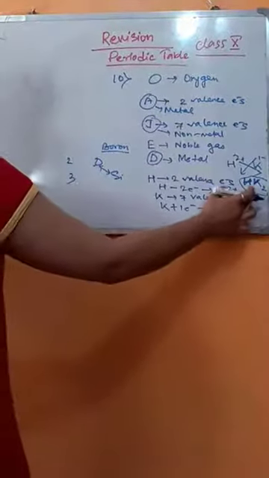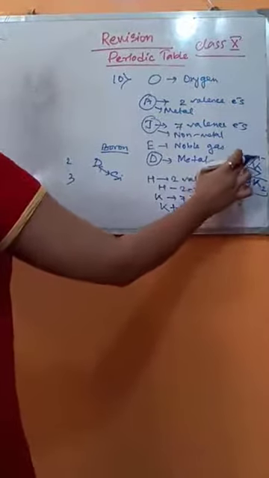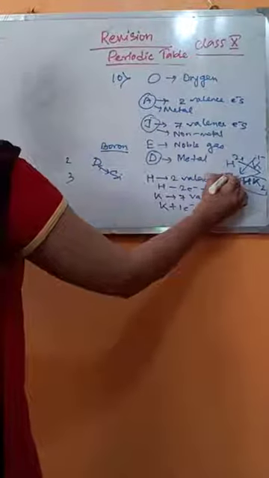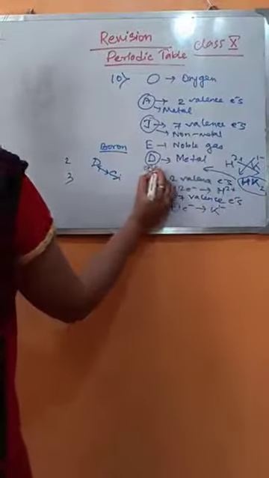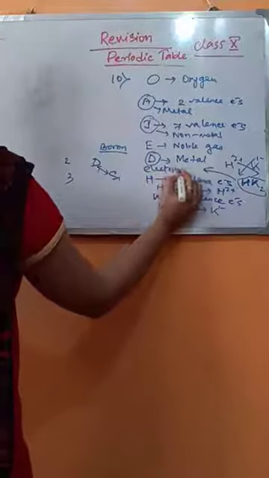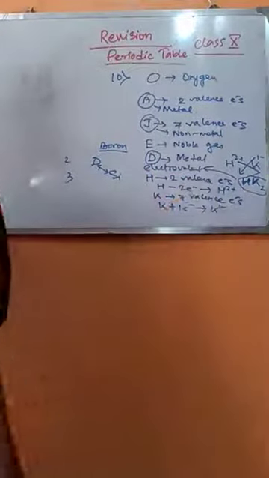What type of bonding occurs between H2 plus and K minus? It is electrovalent bonding. Electrovalent bonding.